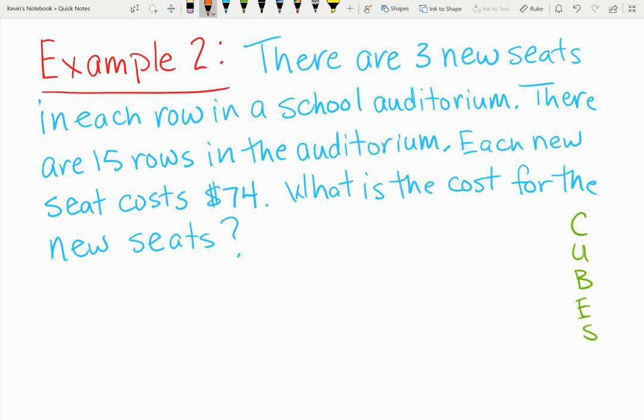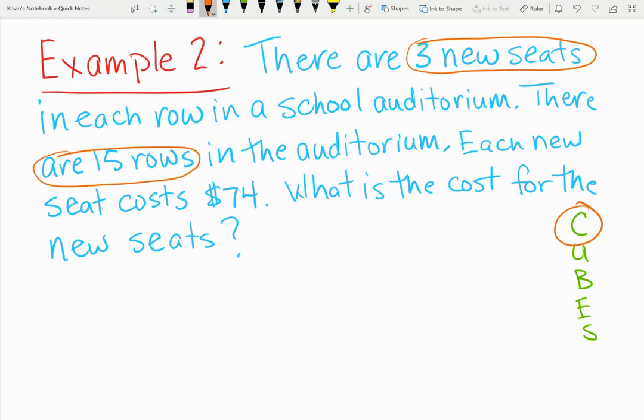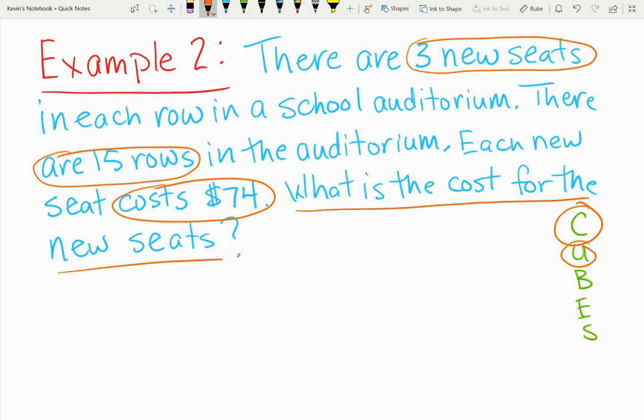First thing we'll do is circle any information we need to know. Okay, we know there are 3 new seats in each row. There are 15 rows. And each new seat costs $74. Okay, then we'll go and underline the question. What is the cost for the new seats?